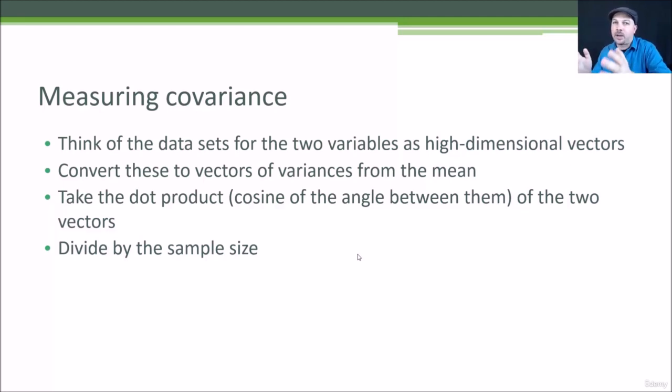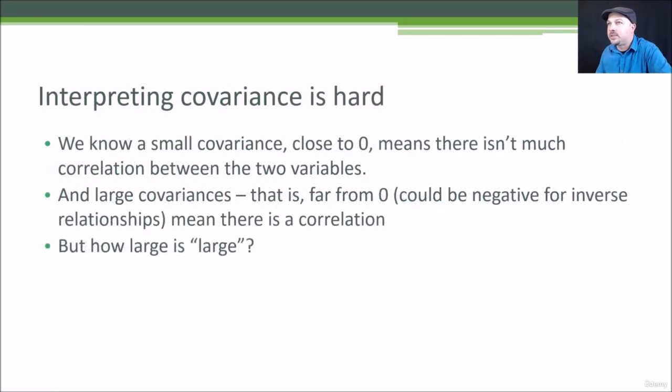And if I take that final dot product and divide by the sample size, that's how I end up with the covariance amount. Now, you're never going to have to actually compute this yourself the hard way. We'll see how to do this in Python. But conceptually, that's how it works.